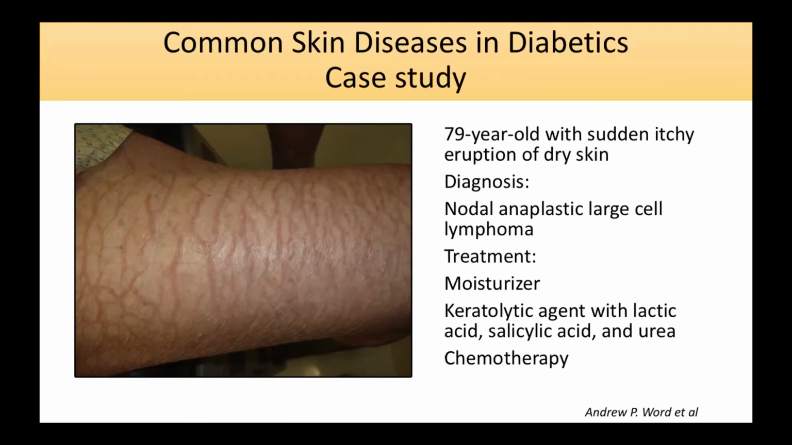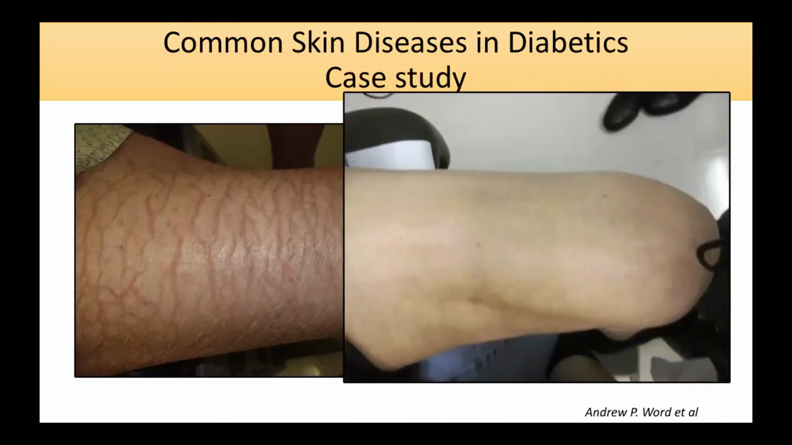After working it out, the patient actually had a lymphoma, a nodal anaplastic large cell lymphoma. After treatment with moisturizer, a keratolytic agent, and of course treatment of the underlying cancer with chemotherapy, surprisingly the patient's skin became fine again. So it's not genetically related. It is acquired, and when you treat the underlying condition and replenish the skin, it can go back to normal. That's very encouraging.